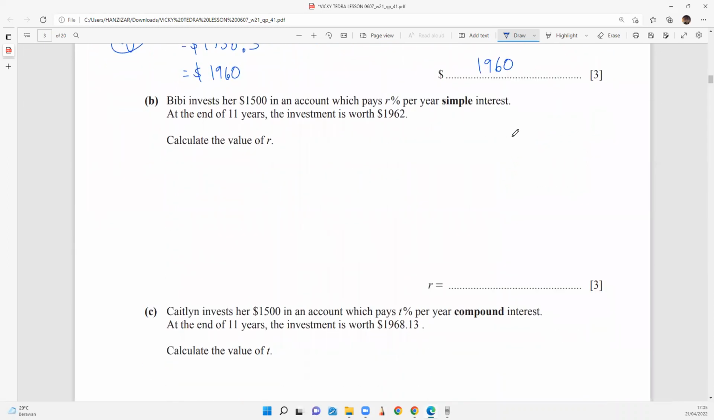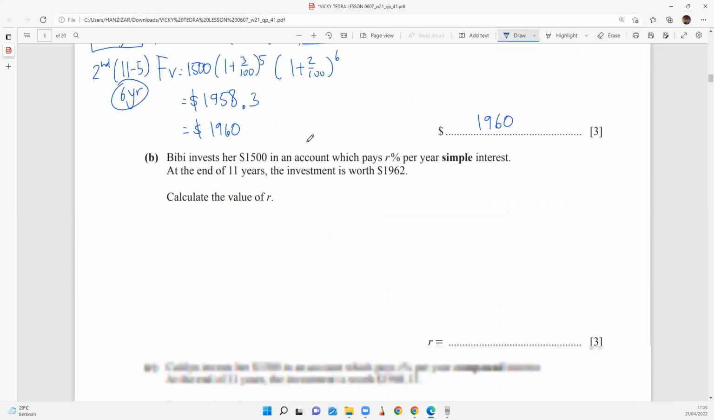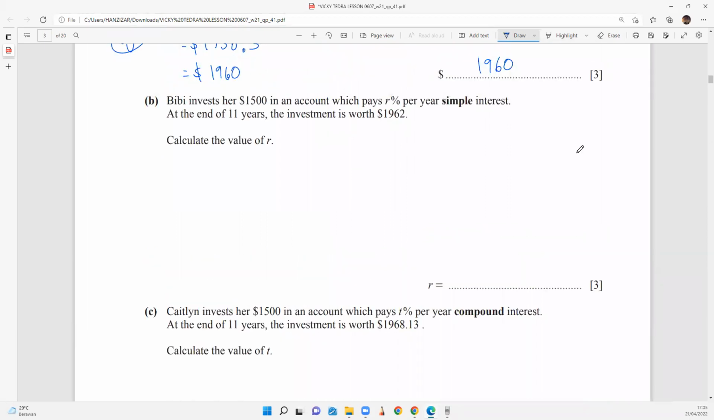Okay. Now, to be more simple. Very easy. Bibi invests her 1,500 in an account. Sorry, I have to delete this. This is not 15. This is 1,500. Okay, and then next, Bibi invests her 1,500 in an account which pays R% per year simple interest.